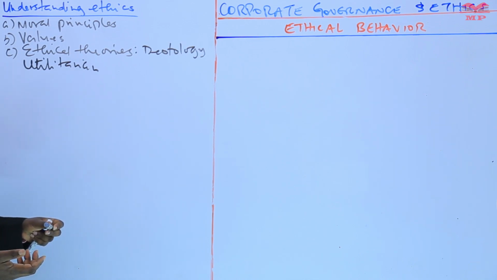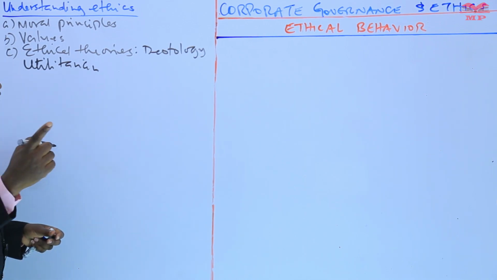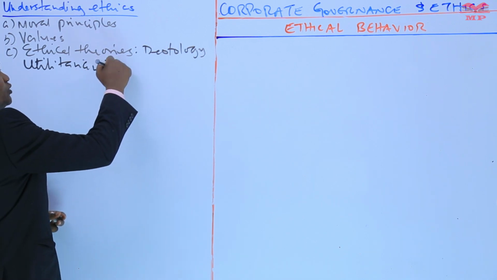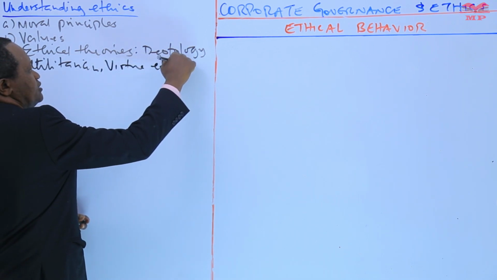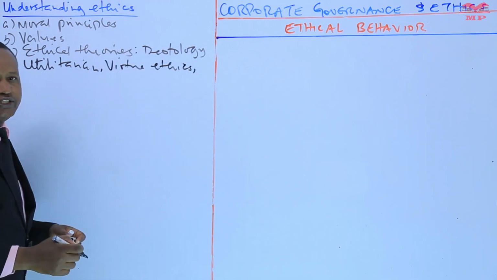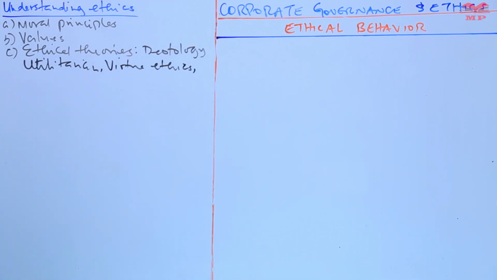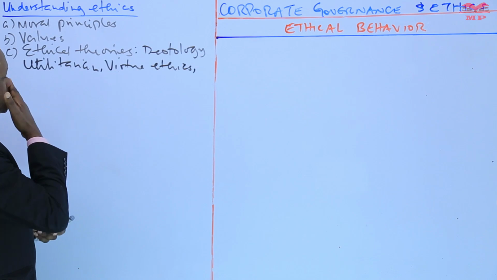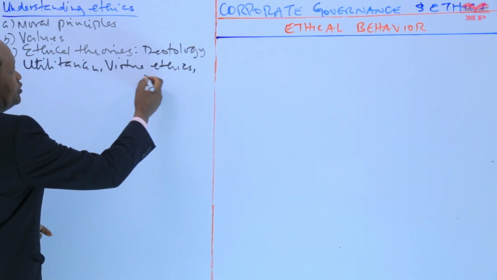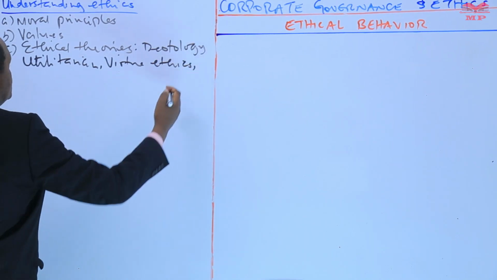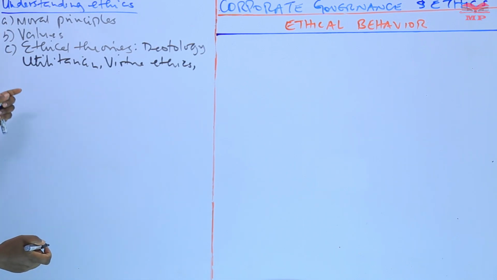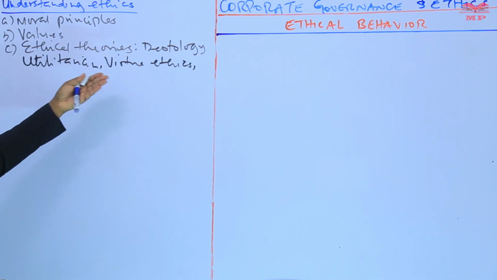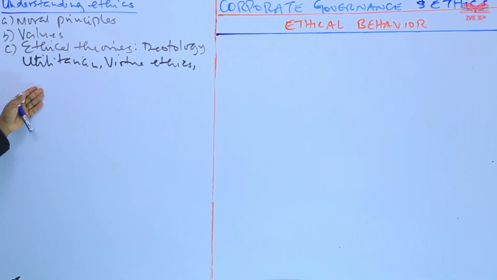You understand? Then we have another theory, virtue ethics, which emphasizes the development of moral character and virtues such as honesty, courage, compassion, and so on. So to understand ethics, one has to have thorough knowledge of ethical theories. I've just mentioned a few. There are more ethical theories.